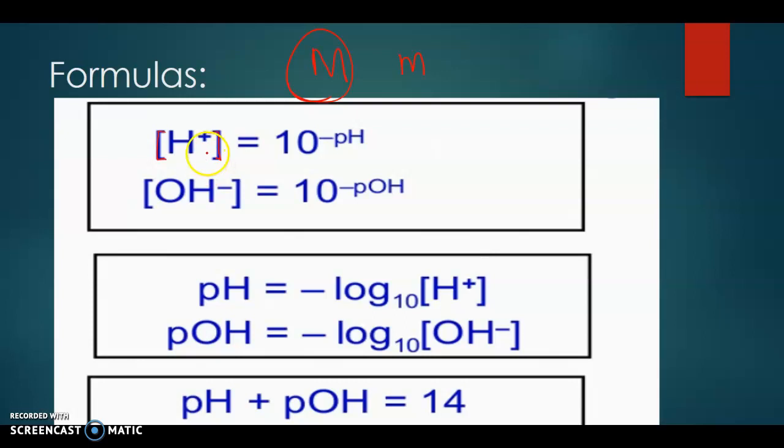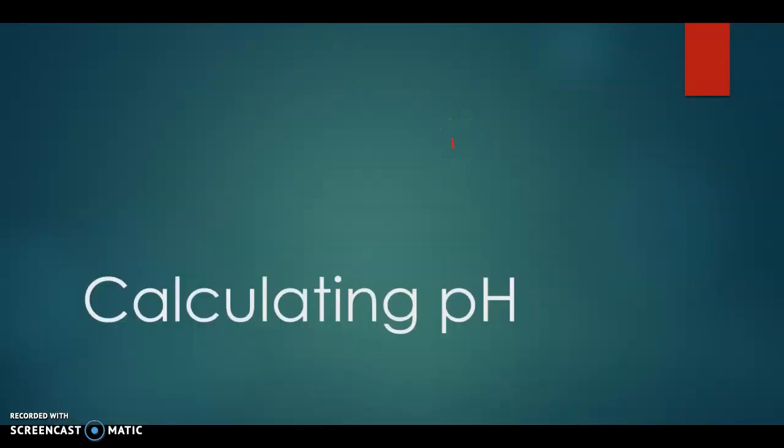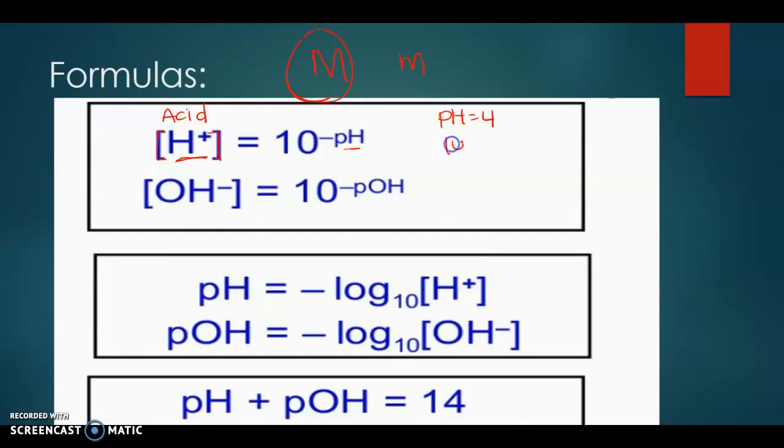To find the concentration of H+, which really just means for an acid, you would take 10 and raise it to the negative pH value. So if I had a pH, let's say, of 4, to find the concentration of that acid, I would just do 10 to the negative 4th.